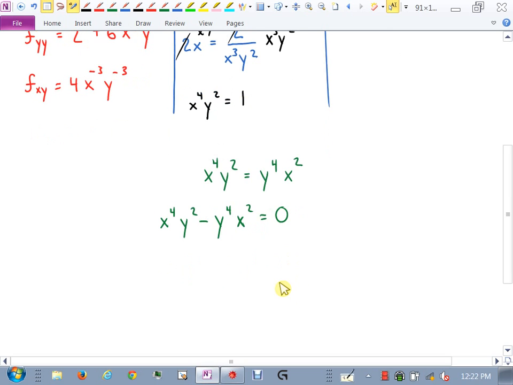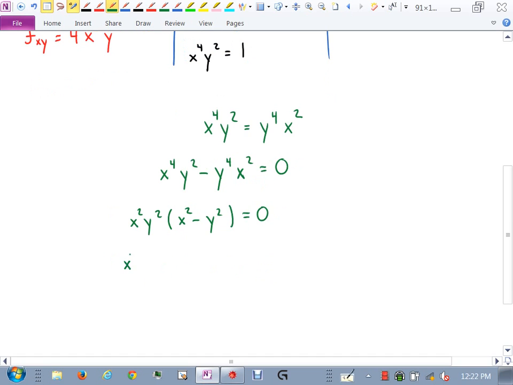And now factor it out. What can you factor out? GCF. X squared, y squared. What's left? X squared minus y squared equals 0. Okay, and that can factor a little bit more. This is a difference of squares. It's x plus y, x minus y equals 0, right?